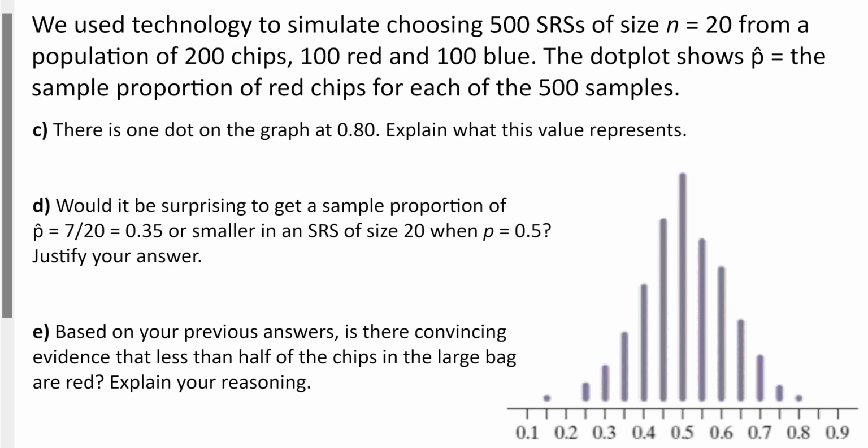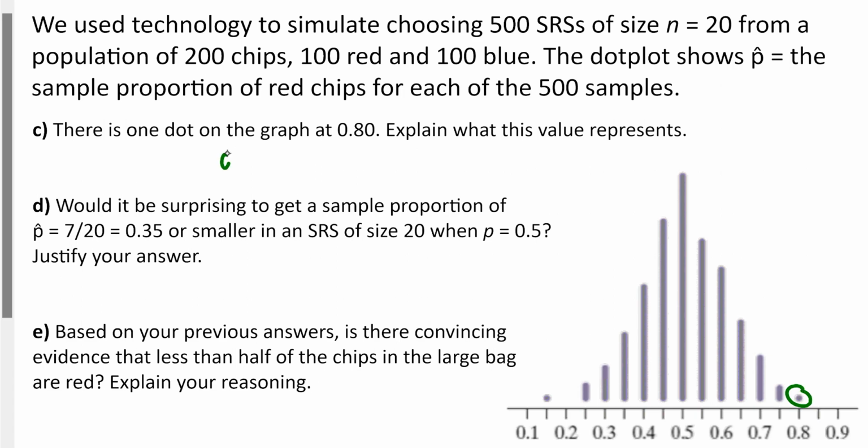So we use a technology to simulate. We've talked about simulations before. Simulate 500 simple random samples of size n from a population of 200 chips, where 100 are red and 100 are blue. So we set it up how she says it is. The dot plot shows p hat, which is the sample proportion of red chips for each of the 500 samples. So let's use this. Now, question C says there's one red dot on the graph at 0.8, so that's way over here. What does this represent?